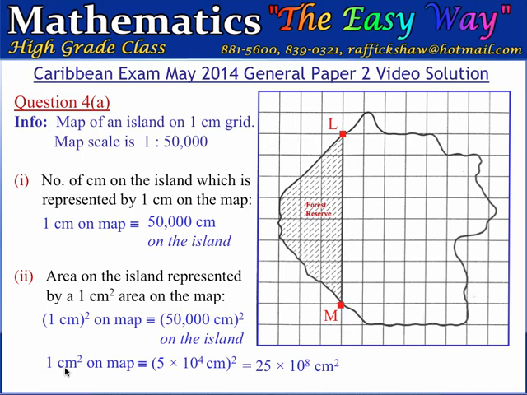And so 1 centimeter squared on the map would be equivalent to 25 times 10 to the 8th centimeters squared on the island. And to put it in standard form, this will become 2.5 times 10 to the 9 centimeters squared on the island. And so 1 centimeter squared on the map would be equivalent to 2.5 times 10 to the 9 centimeters squared on the island. And that's the answer for part 2.